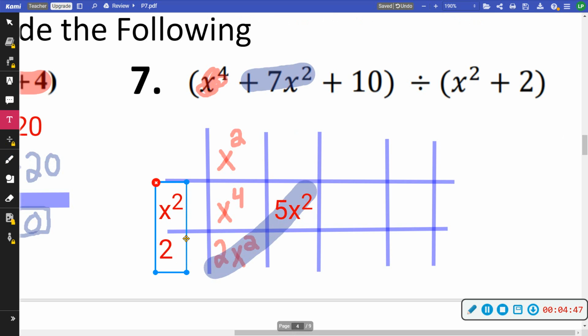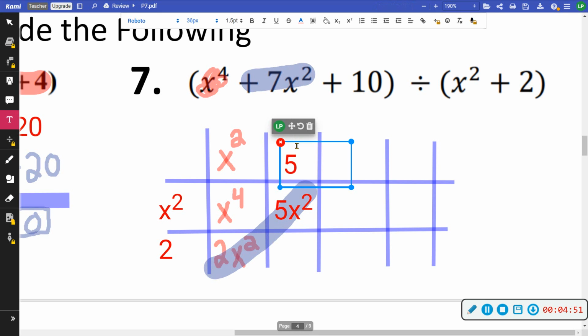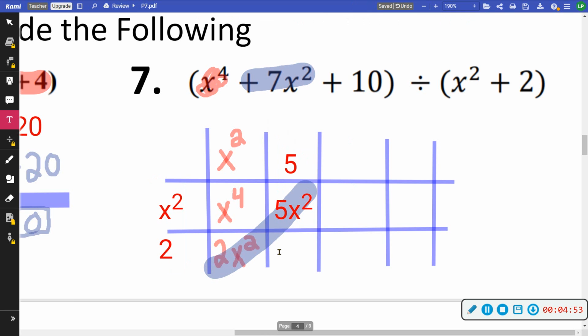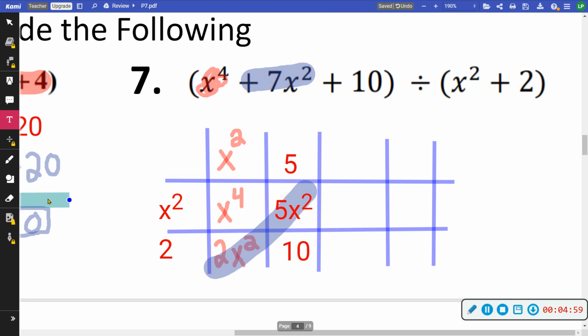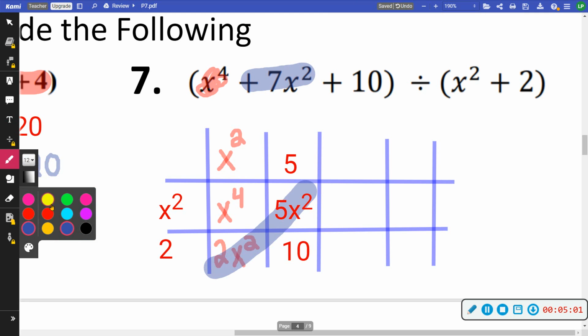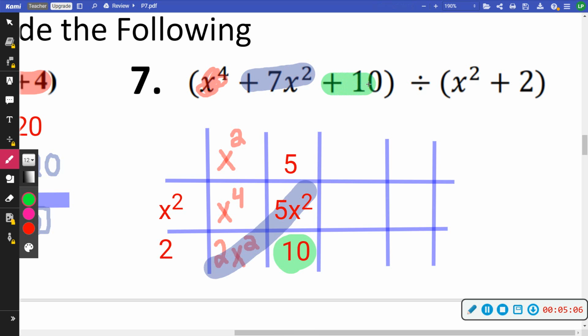And then I ask myself, x squared times what's 5x squared? That'd be 5. And 5 times 2 is 10. And I wanted the 10. So I don't need to add any more. I already got the 10. The 10 is right here. And I already had a 10. So there's no remainder because I don't have to add anything else.